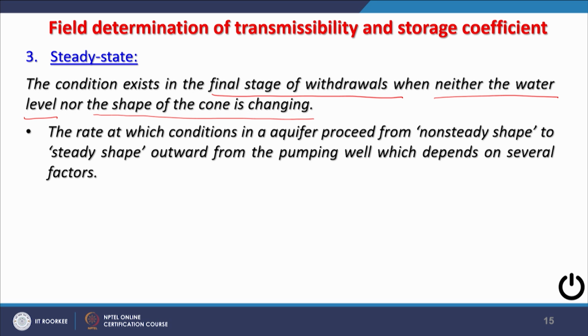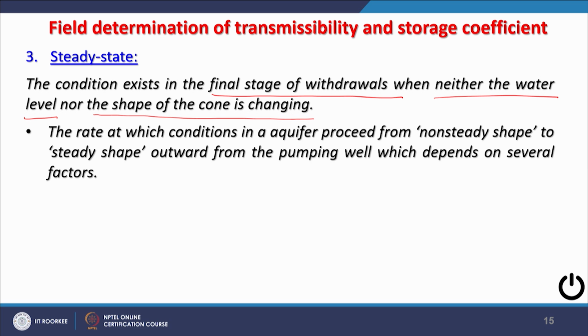So, the rate at which conditions in an aquifer proceed from non-steady shape to steady shape outward from the pumping well depends on several factors. Initially, both are non-steady. In the middle stage, one is still non-steady, but the cone of depression becomes steady. In the third or final stage, both become steady. Neither is the water level declining, nor is there a change in the cone of depression.